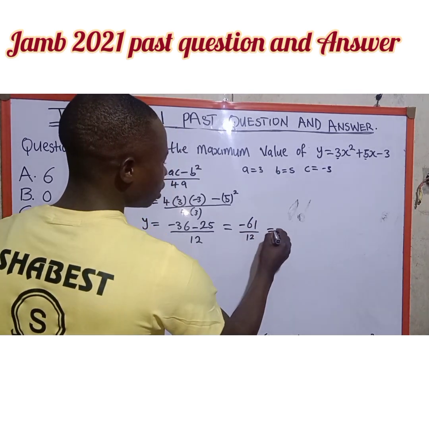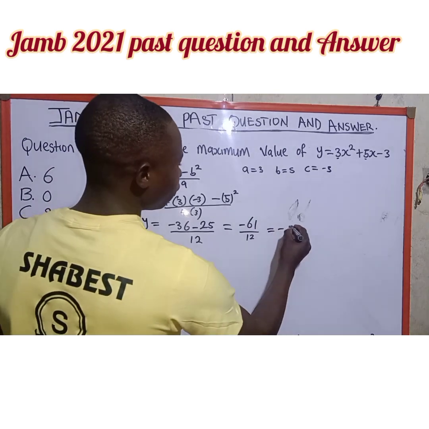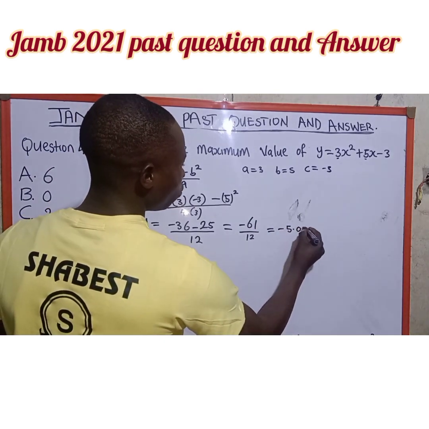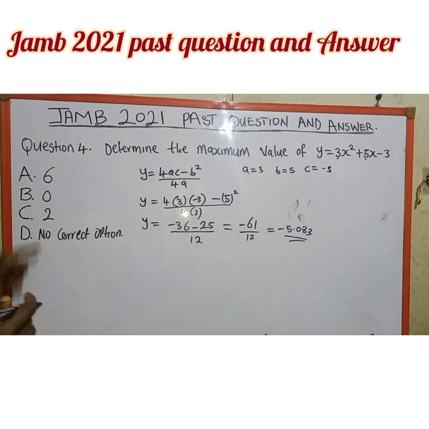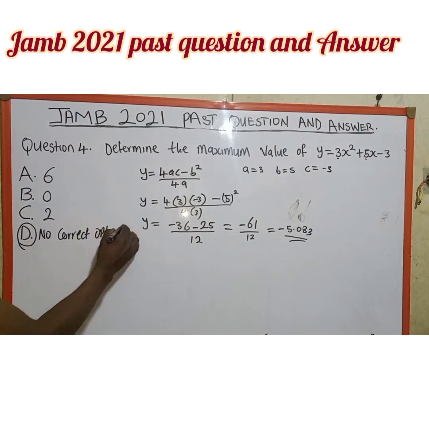So if you divide this, we are going to have negative 5.083. So this is our final answer. So if you look at the options, there is no negative value in the options. So the correct option is going to be none of the above, which is option D. So this is the correct answer.